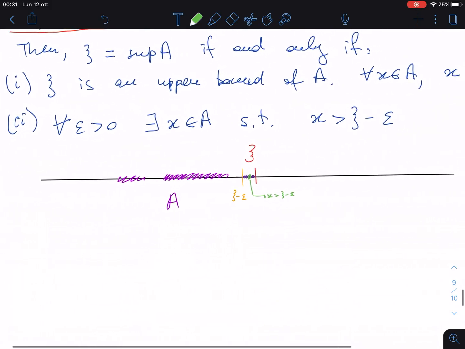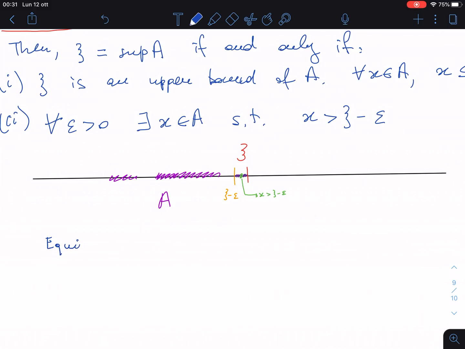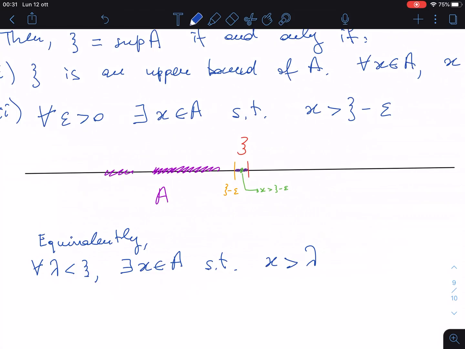So, or if you want, in a perfectly equivalent way, this means that for every lambda less than psi, there is an x in A such that x is larger than lambda. So it is exactly the same thing, but instead of introducing this epsilon, we just say for every lambda which is smaller than psi, so which lies leftward with respect to psi. Okay, it is completely equivalent.